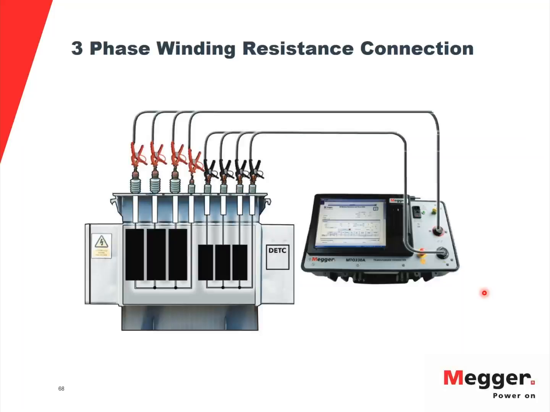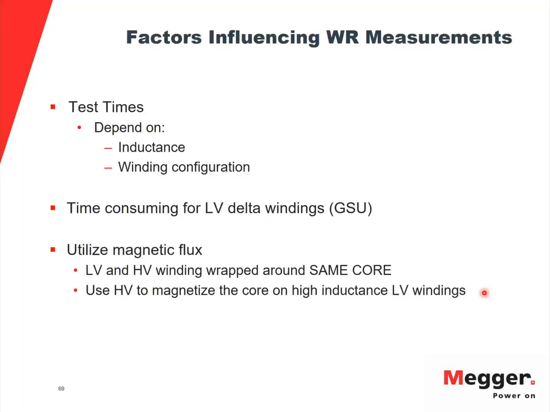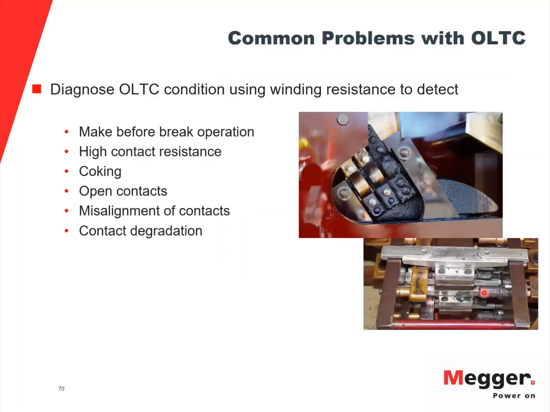This is how you would connect the leads. Again, you connect all the phases, and then the test set tests one phase at a time and automatically switches to the other phase. This is just a summary of what we talked about: if you have a larger coil, a larger inductance, it will take longer, and you may want to try a dual injection method to get readings faster.